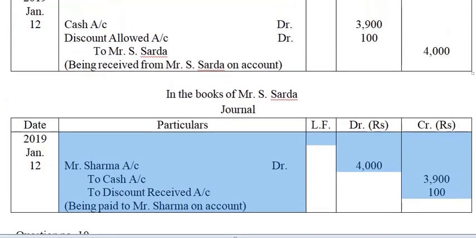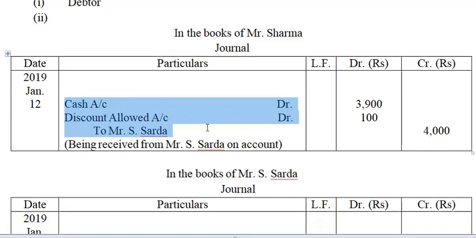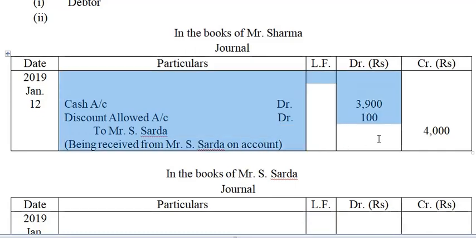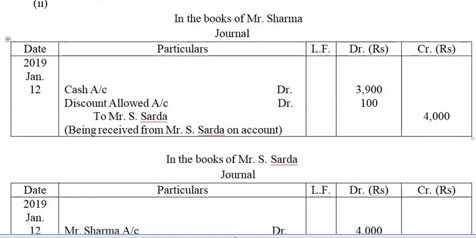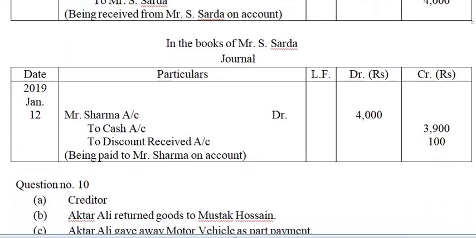But in the books of Mr. S. Sharma, the entry will be like this: cash account debit, discount allowed account debit to Mr. S. Sarda. So Sarda and Sharma, yeah, that was the confusion. Anyway, so you have understood, by the way. Now let us move on to question number 10.